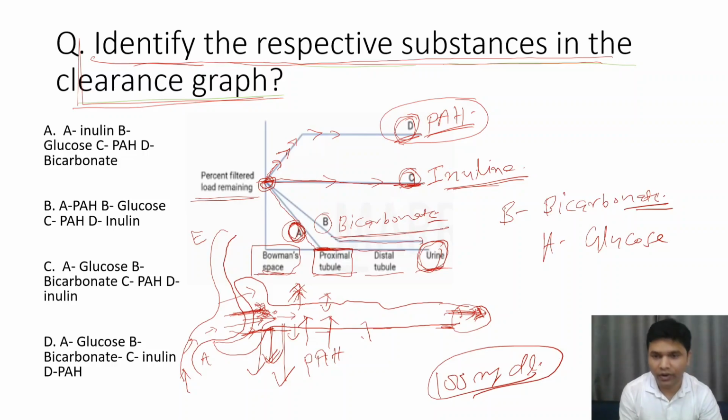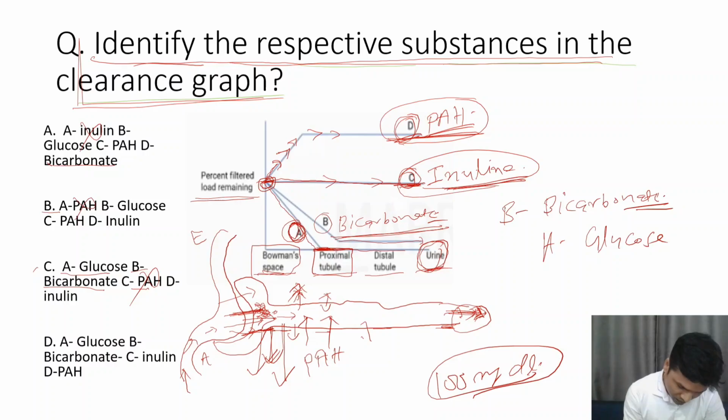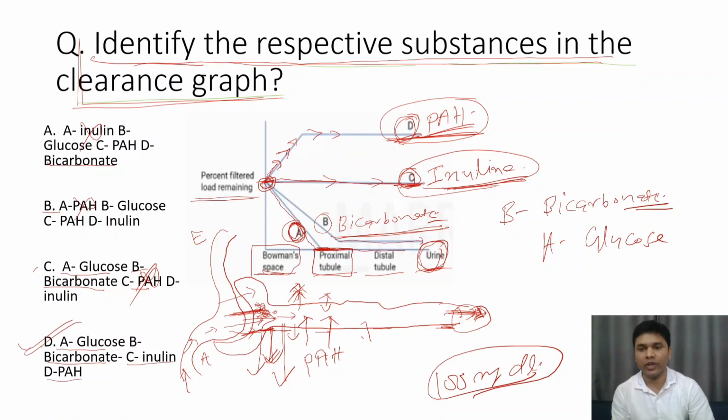And for graph B, around 80% is reabsorbed and some amount is excreted in urine, so that is actually bicarbonate. Here A is glucose, not inulin. In option B, A is para-aminohippuric acid, no, para-aminohippuric acid is actually D. In C, A is glucose, B is bicarbonate, C is pH, no, this is all wrong. C is actually inulin, so this is also a wrong answer. In D, A is glucose, B is bicarbonate, C is inulin, and D is para-aminohippuric acid. So this is going to be our answer.